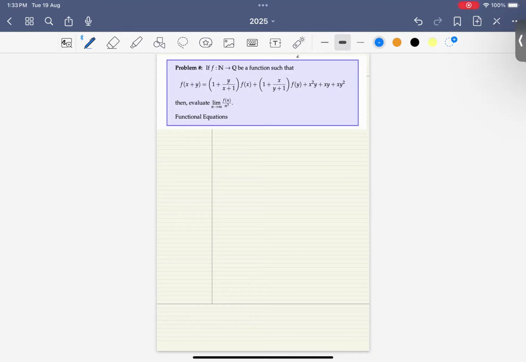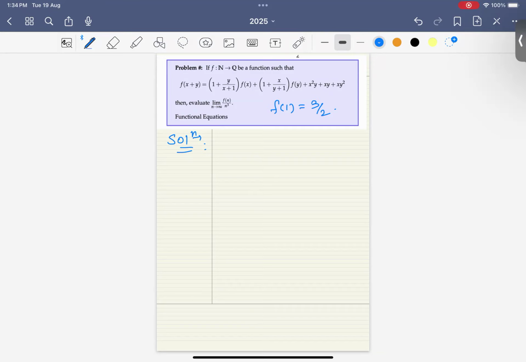So the problem says that here's a function which is defined from the set of naturals to the set of rationals, such that this is true, and then we have to evaluate this. Well, the first question which I'm going to ask is, is there a way to find the function? And what's also given is that f of 1 is 3 by 2. So the question that I'm asking at this point is, can we explicitly find the function?